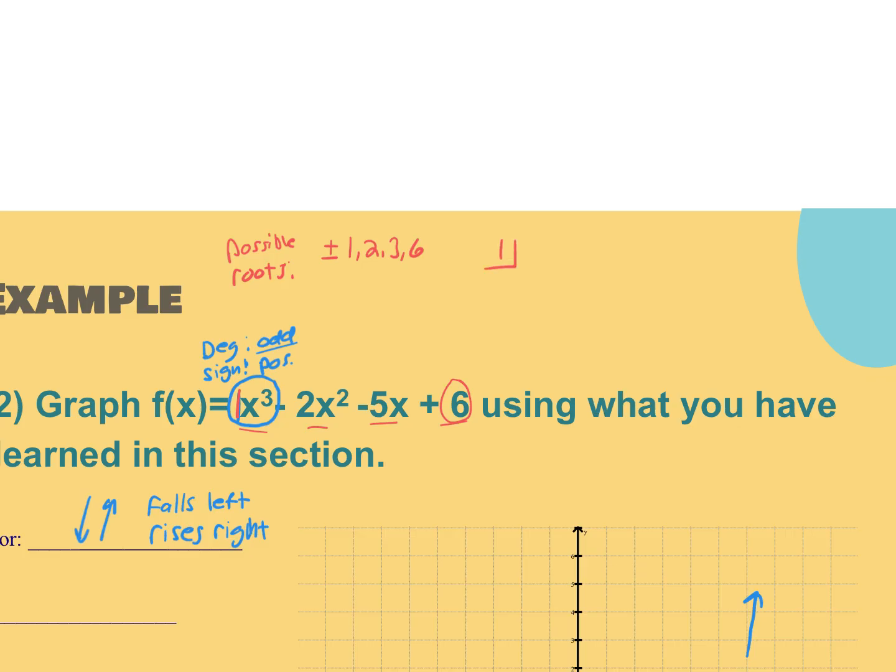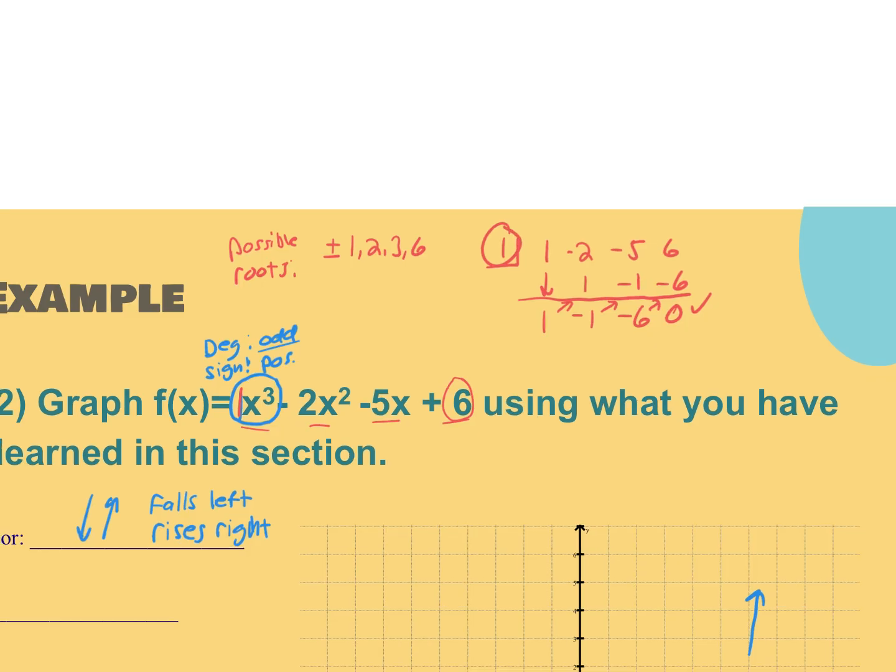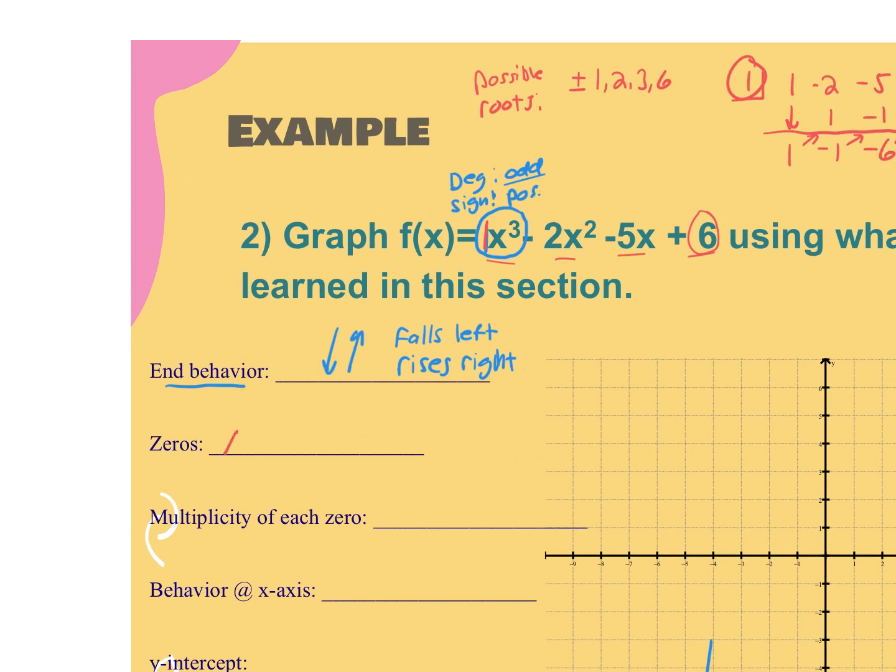Now we guess, right? So I'm gonna use 1, the easiest number. And in my synthetic division, I'm gonna do 1, negative 2, negative 5, and 6. All right, and then bring down 1. 1 times 1 is 1, negative 2 plus 1 is negative 1, times 1 is negative 1, minus 5 is negative 6, times 1 is negative 6, and we get 0, right? And that means that this number is a 0 of our polynomial, right? So I'm gonna say x equals 1 is one of our zeros.